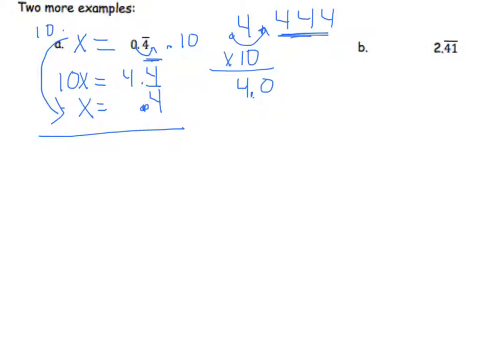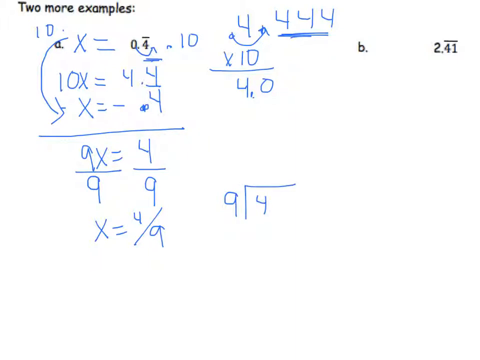You subtract, so 10x minus x is 9x, always. And 4.4 repeating minus 0.4 repeating is just 4. And x is multiplied by 9, so we have to divide by 9. So x is 4/9.